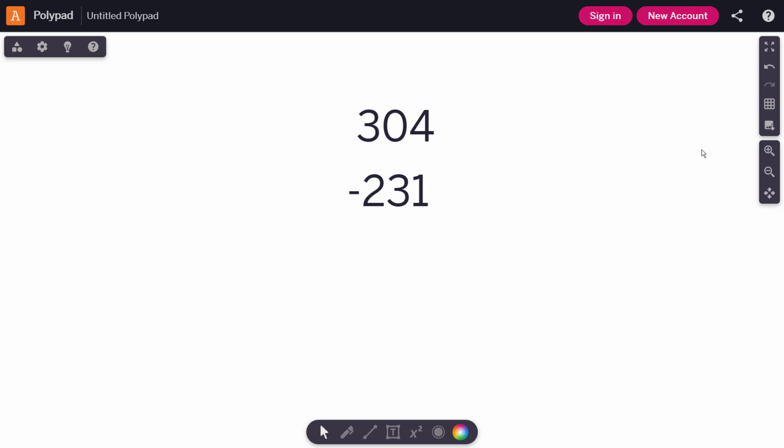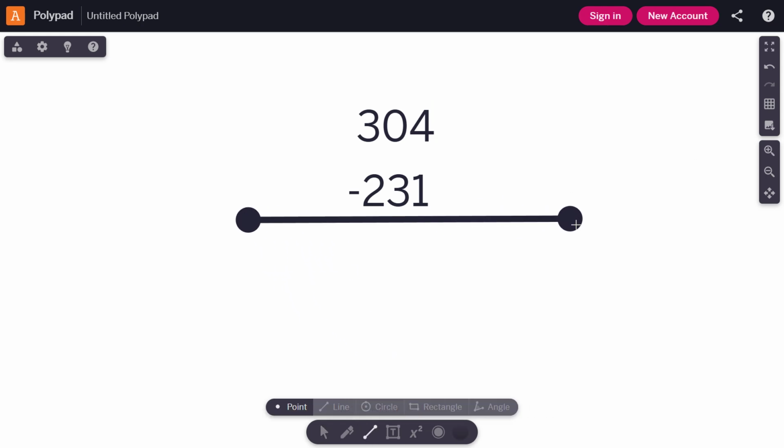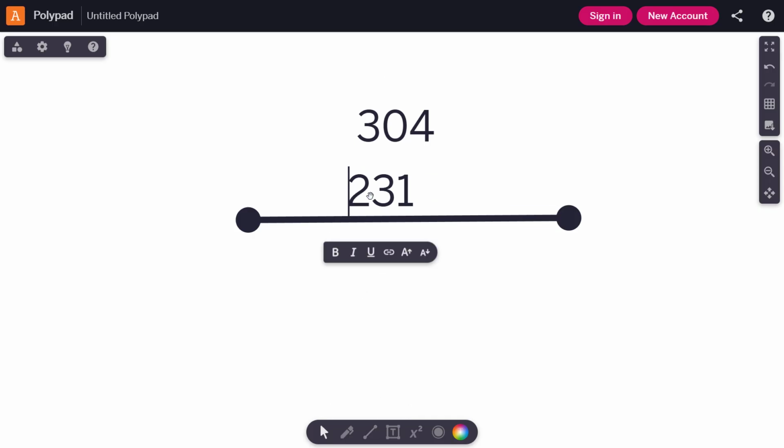So now we're going to line the numbers up and then draw a line. We have the subtraction here. Actually, we're gonna do addition first.